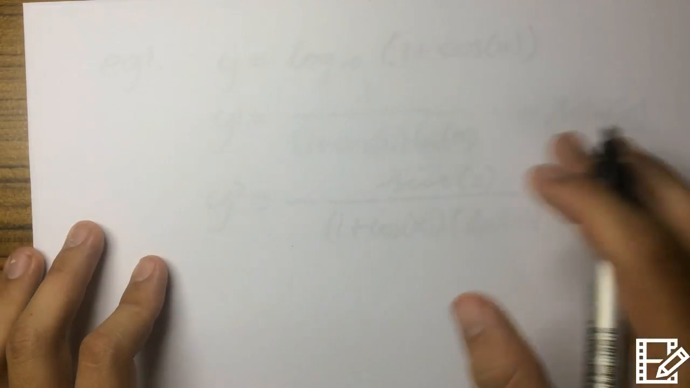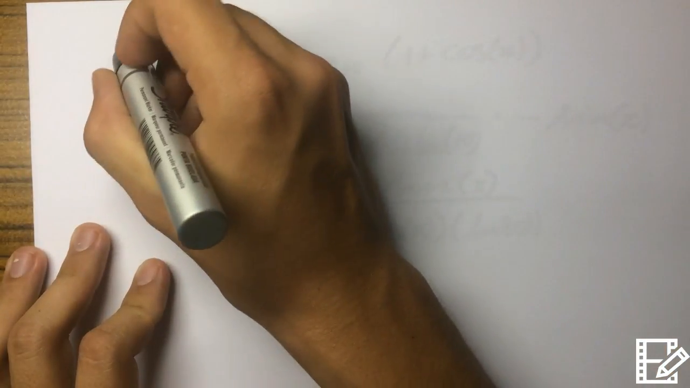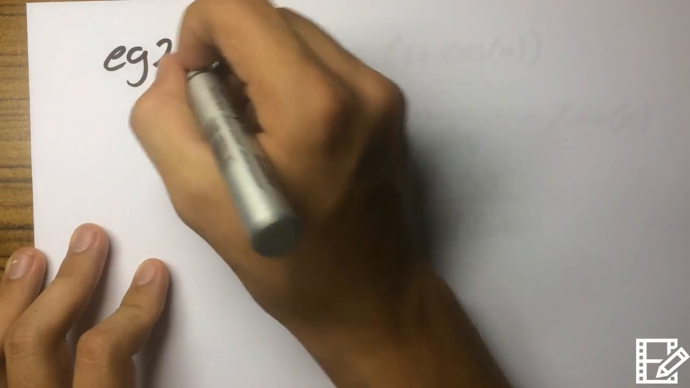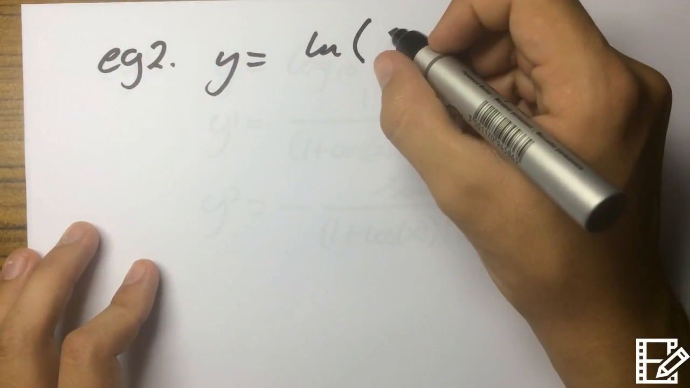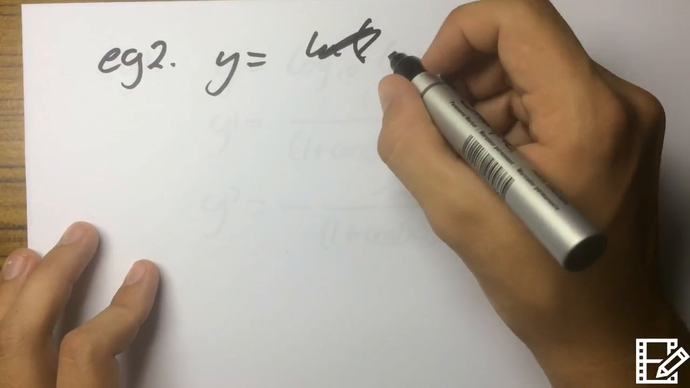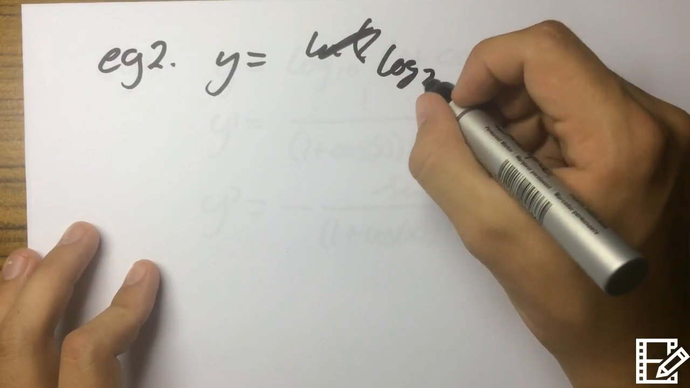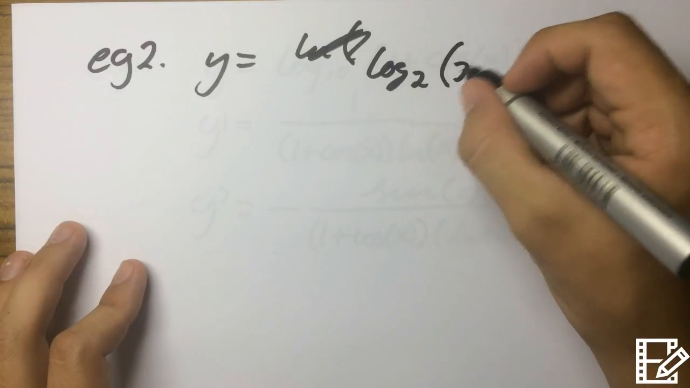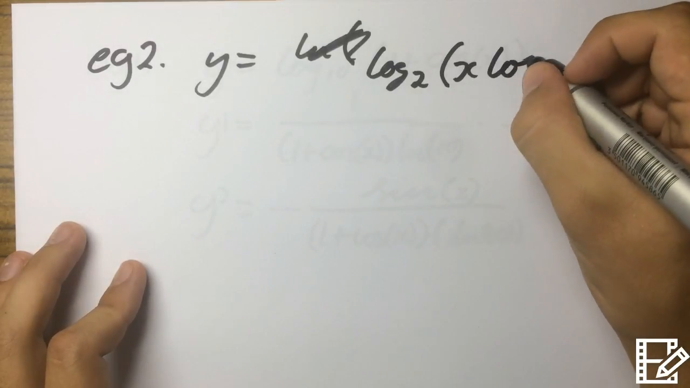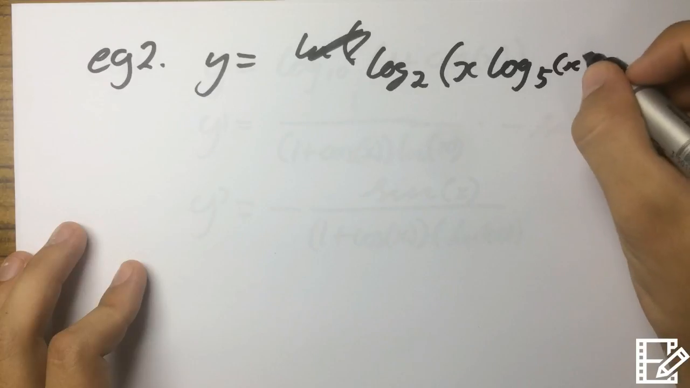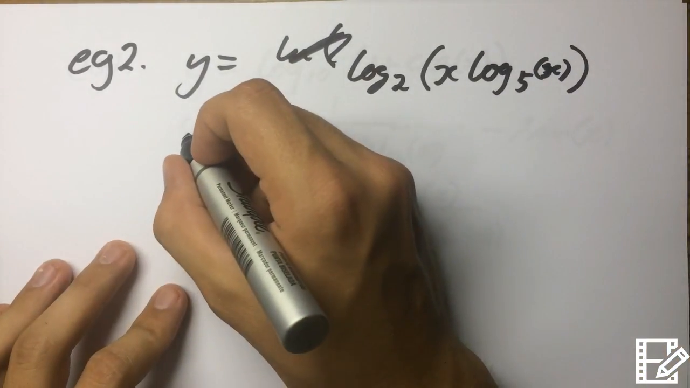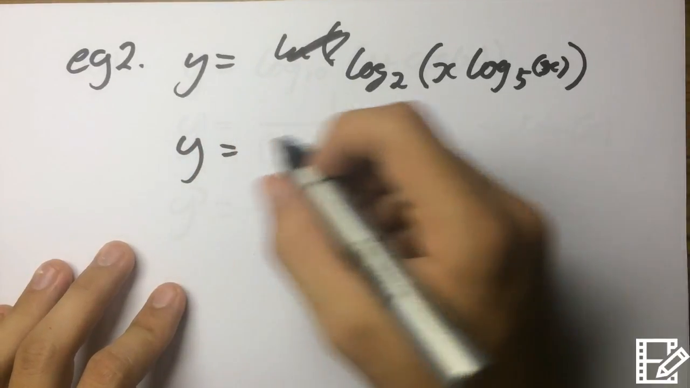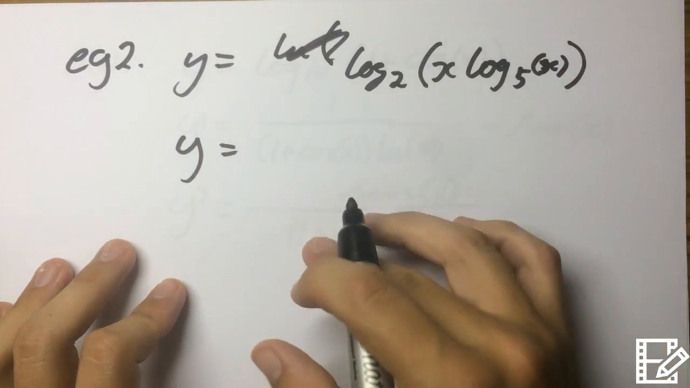Now, on the next one I'm going to convert it all to natural logs, to show you different ways of solving things. It's log to the base of 2 of x multiplied by log to the base of 5 of x. Okay, so I haven't done any derivatives yet. What I'm going to do is just convert it all to logs.